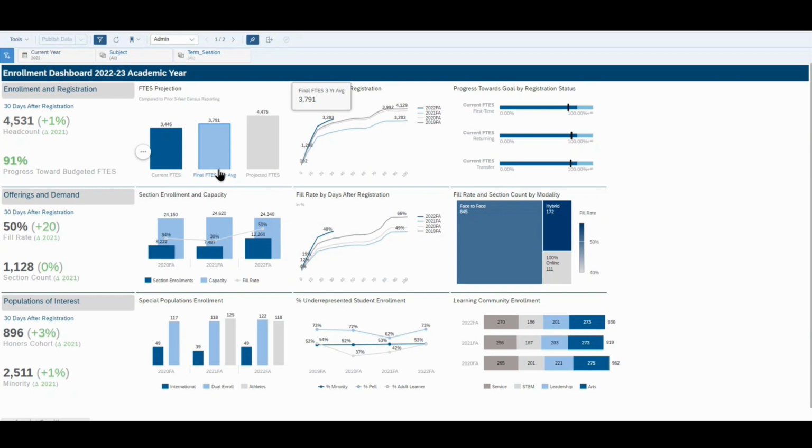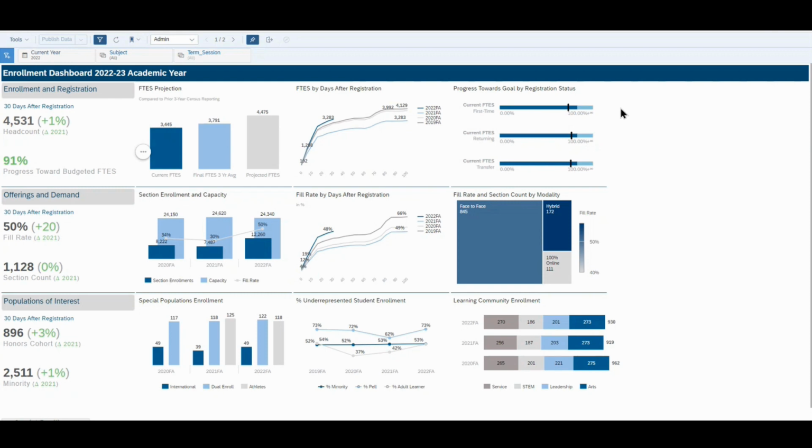In this example, our current year enrollment goal is to match the census full-time equivalent student enrollment total for the prior 3 years. We can compare our current year FTES enrollment to the final FTES enrollments for the prior 3 years to see that we need to enroll 346 more full-time equivalent students to meet that goal, and that we are 91% of the way to meeting the goal.